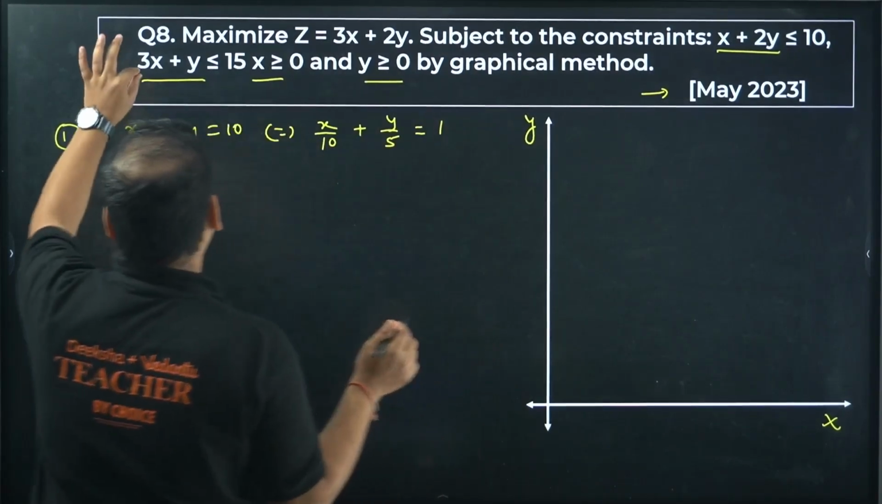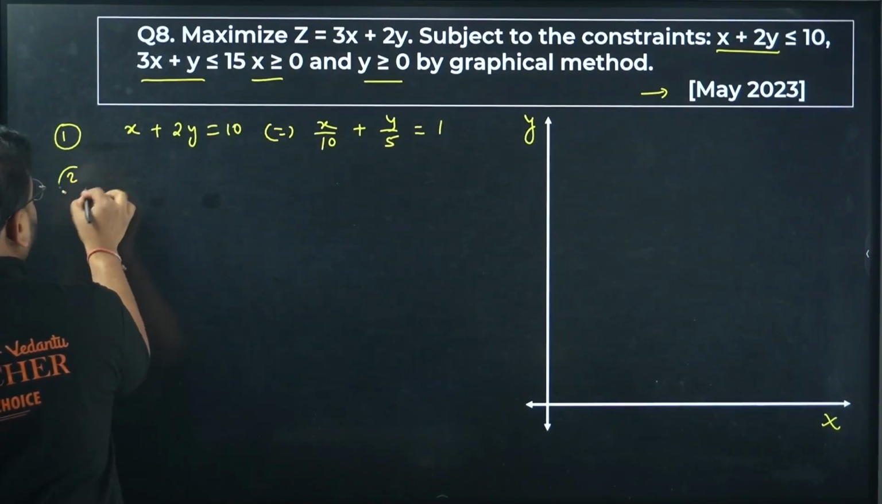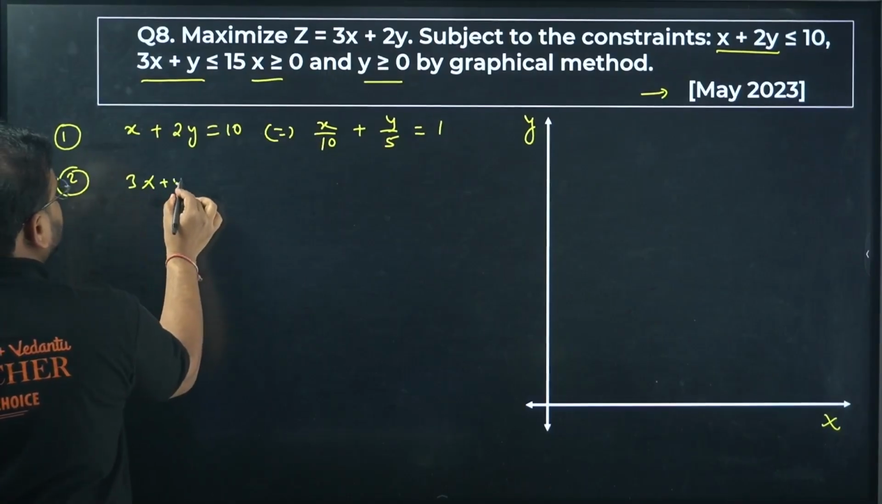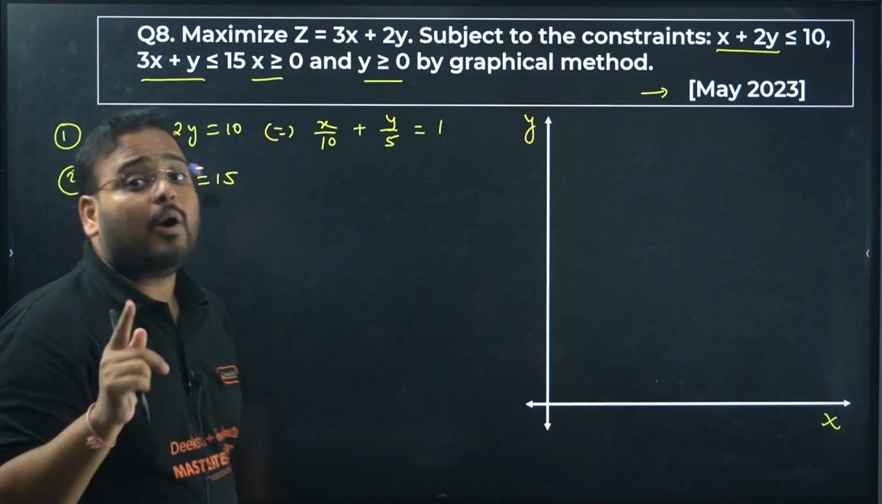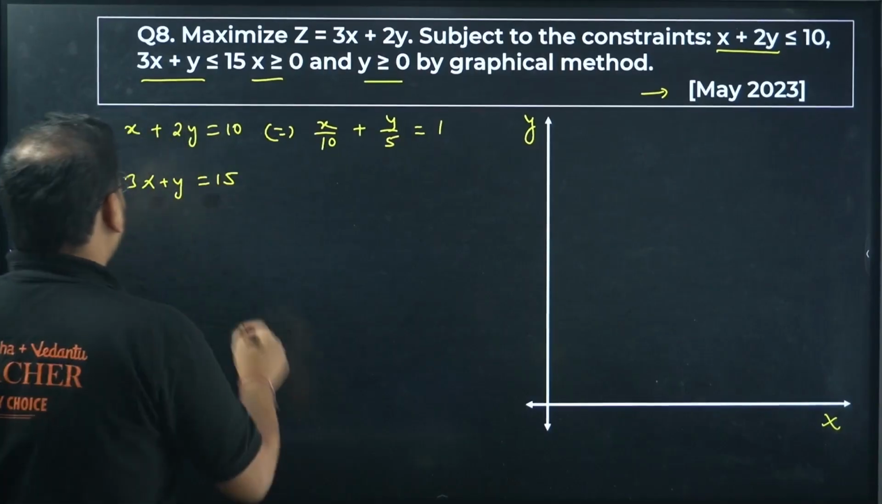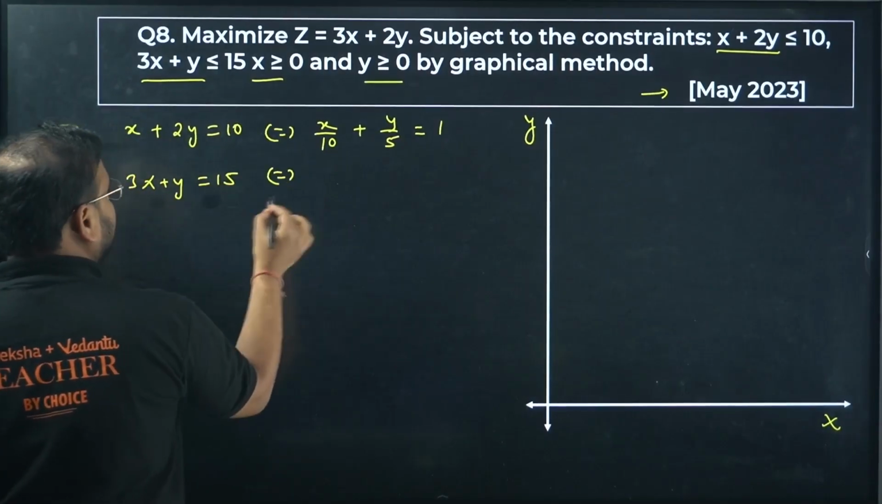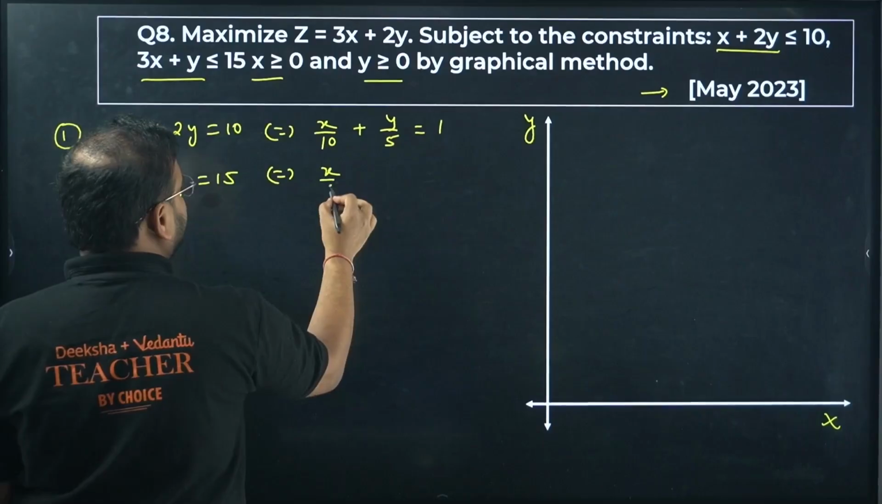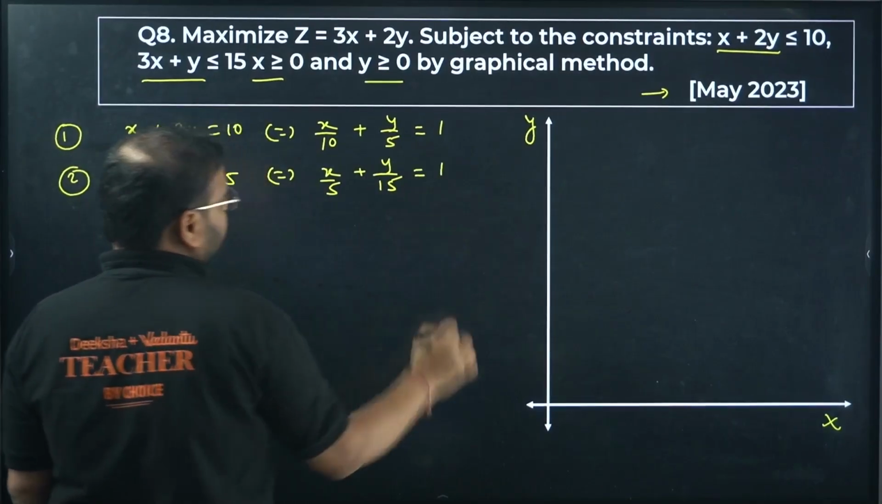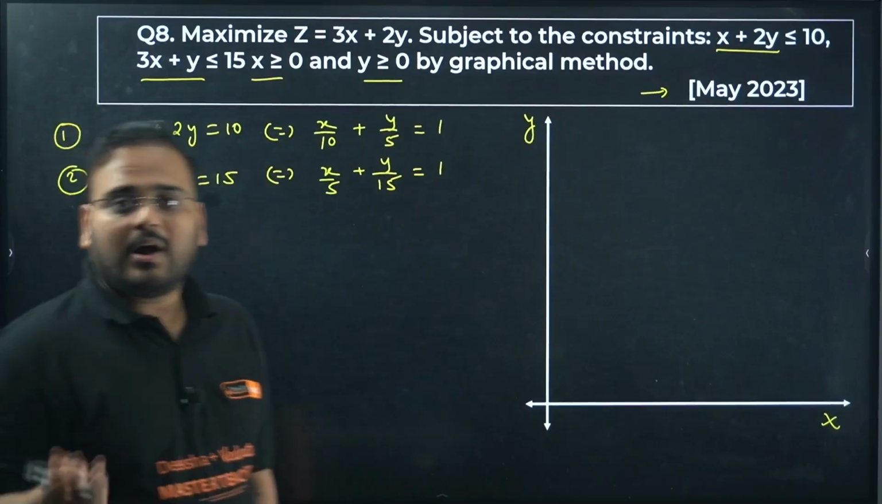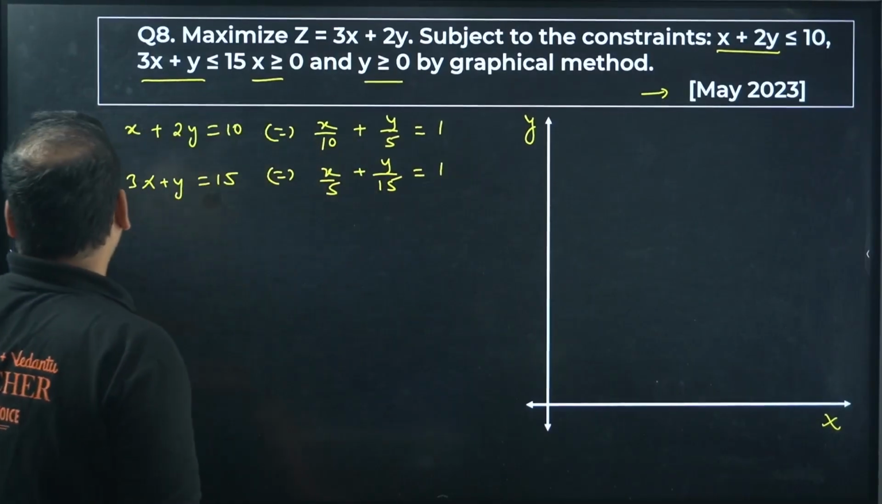Next, the other one, in the same fashion. Check here. We have 3x plus y equal to 15, right? I've written the same thing without the inequality, okay? Again divide by 15, I get 3x by 15, which is going to be x by 5, plus y by 15 equal to 1. So now for the second curve also I have the constraint. Let's start plotting them one by one.